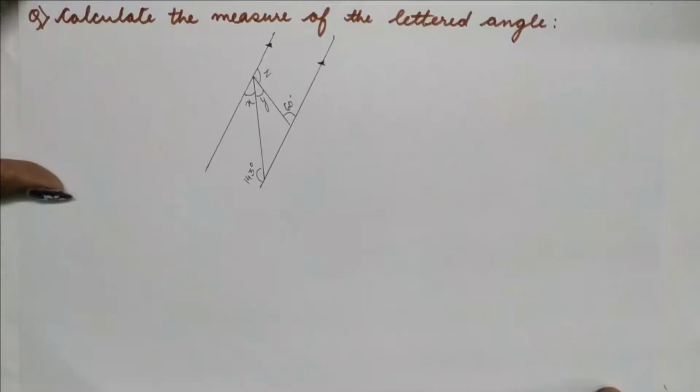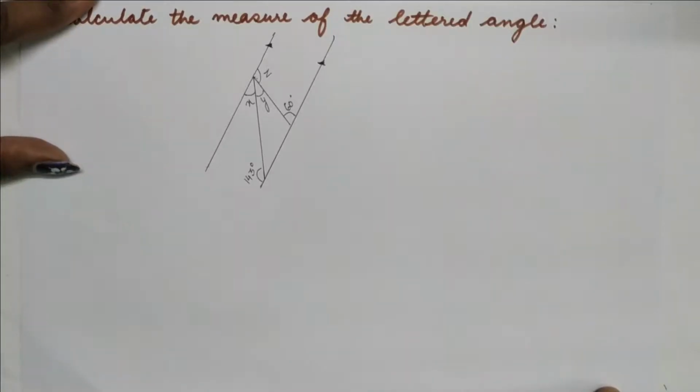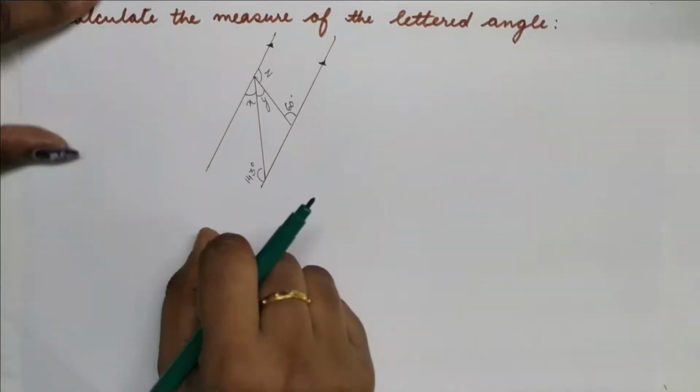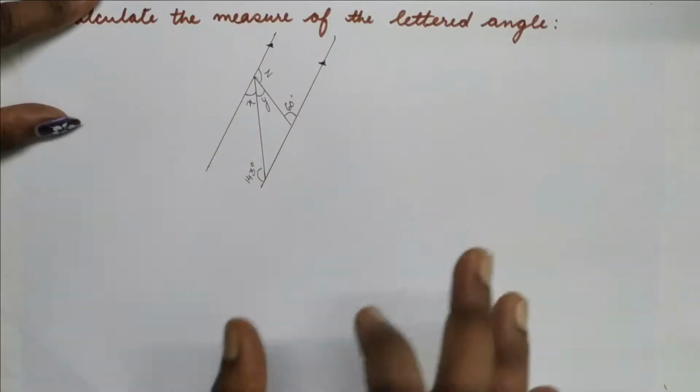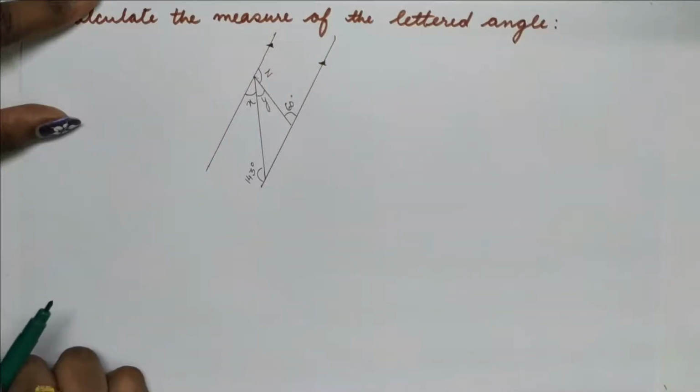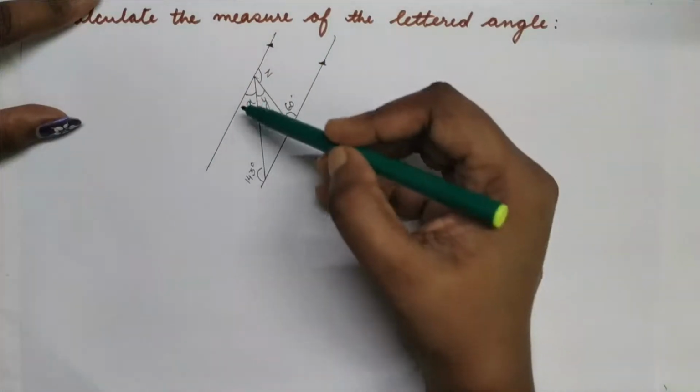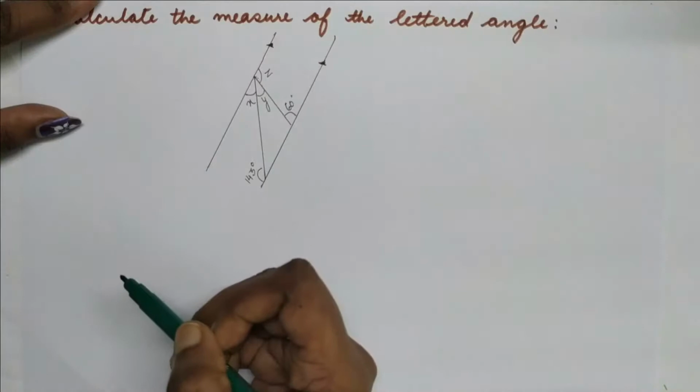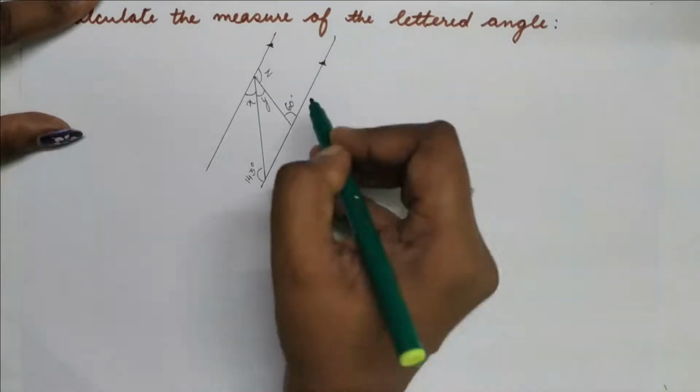Now moving on to the next question where we have to calculate the lettered angles again, and here we are solving questions related to the parallel lines. So this sign shows that they are the parallel lines. Now you can see x, y, z, three unknown values we have to find, and 143 and 60 is given to us.